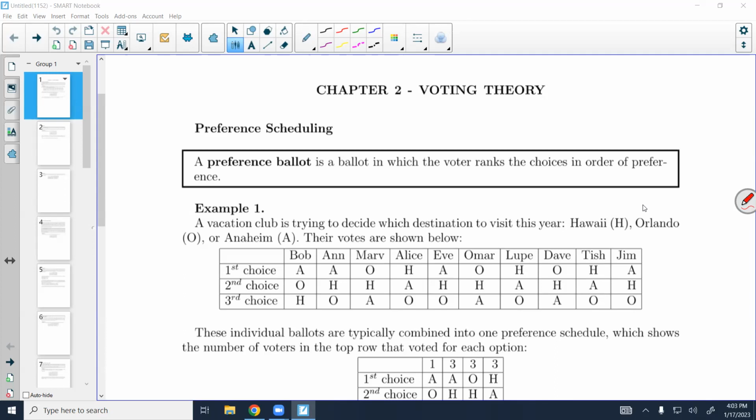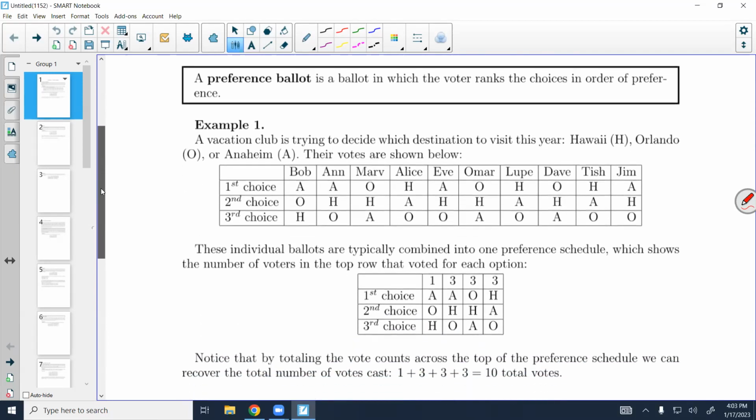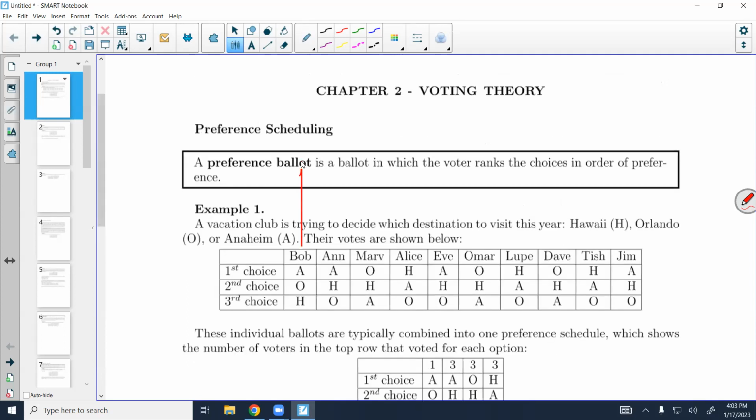So our first example, we have a vacation club trying to decide which destination to visit this year, Hawaii, Orlando, or Anaheim. Their votes are shown below. So here we have them listed by name. However, especially when you get into more wide scale ballots, you're going to want to break it down into how they voted. So you look for, okay, Bob here voted AOH.